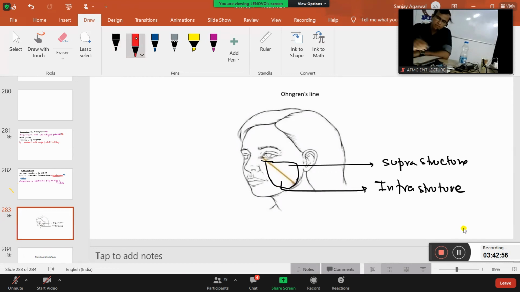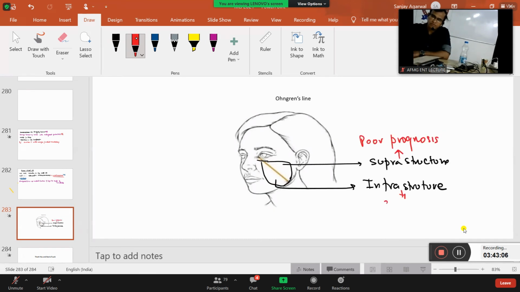And how does it help? Suprastructure carcinoma will have poor prognosis, and infrastructure carcinoma will have good prognosis. So if I ask you how does this Ohngren's line help in maxillary carcinoma, you say to know the prognosis.